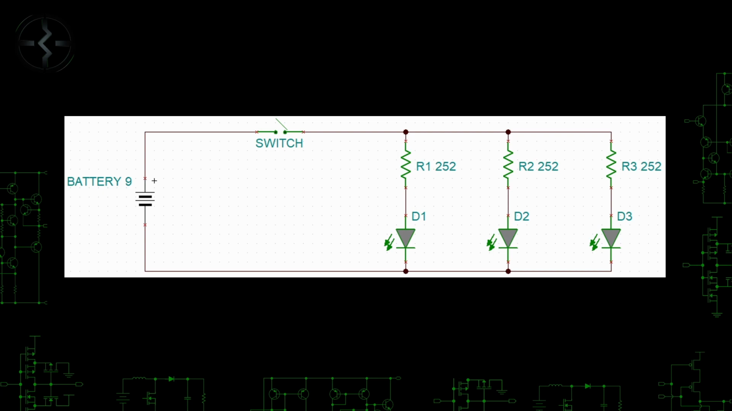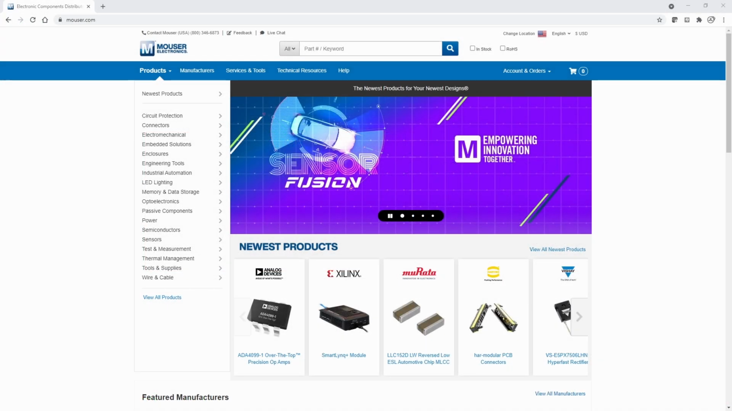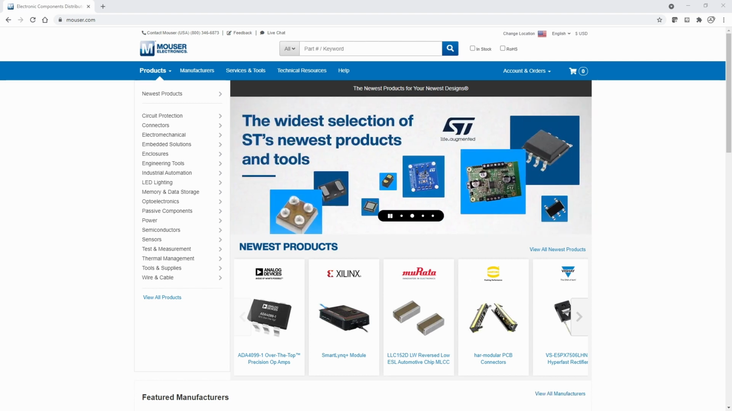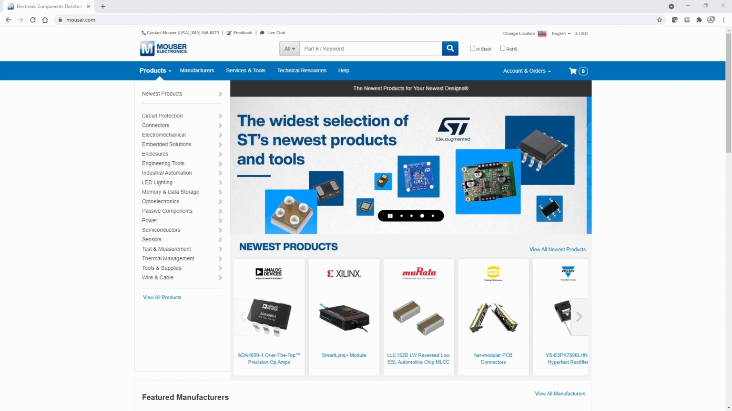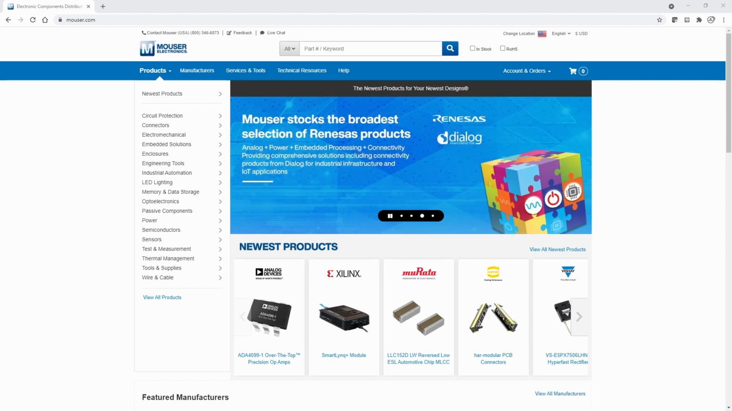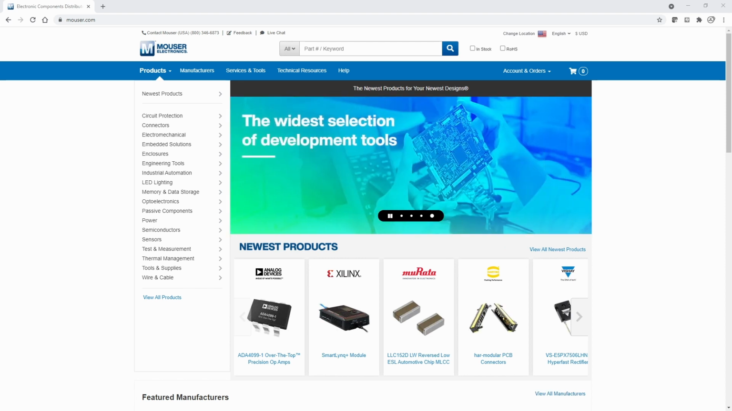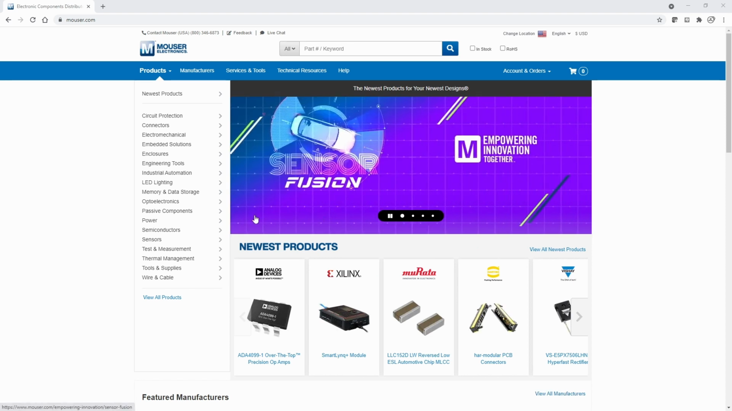Let's go to Mouser's website and take a look at how I select my components. Before I start, I'd like to say that I'm not sponsored or otherwise financially motivated to use Mouser over other distributors. They just happen to be geographically close to me, and I've been using them for a long time without any issues. Now let's find some components.